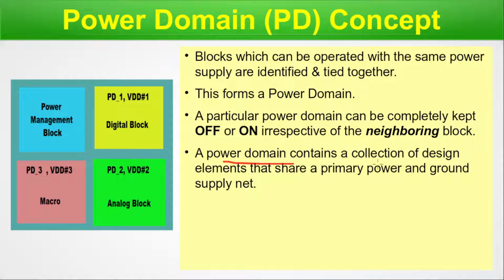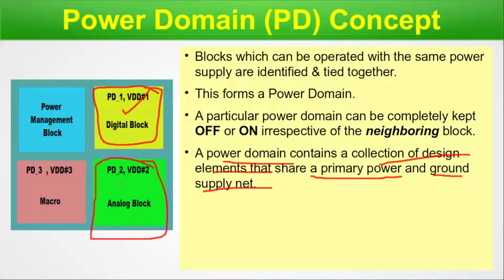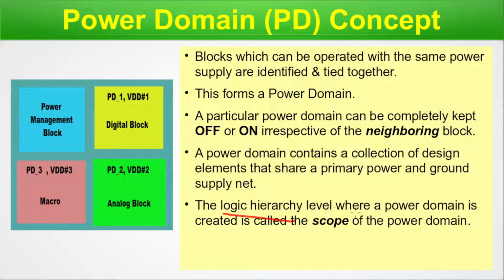A power domain contains collection of design elements that share a primary power and ground supply net. So here you can see here the VDD and VSS will be same for all of the leaf cells here. Similarly here the VDD and VSS will be same for all the leaf cells inside it. Similarly the theory applies here too. The logic hierarchy level where a power domain is created is called the scope of the power domain. The scope of the power domains means this area.